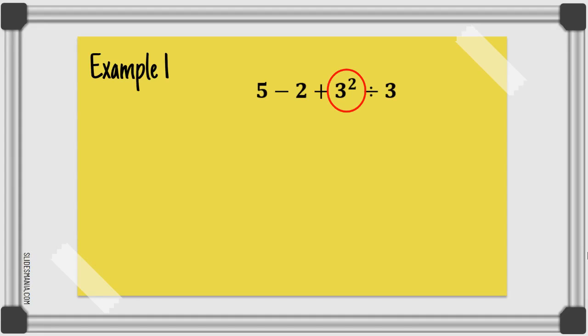We want to look at the 3 squared. That 2 is an exponent, so 3 squared is 9. Now, I don't have a multiplication, but I have a division. So 9 divided by 3 is 3. Now, I have only a minus and a plus, so I go left to right, and I get an answer of 6.